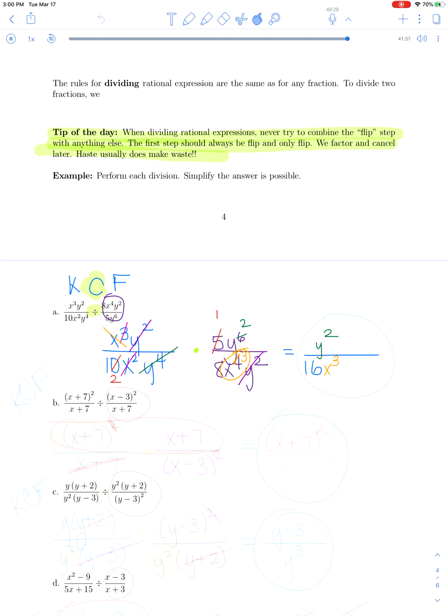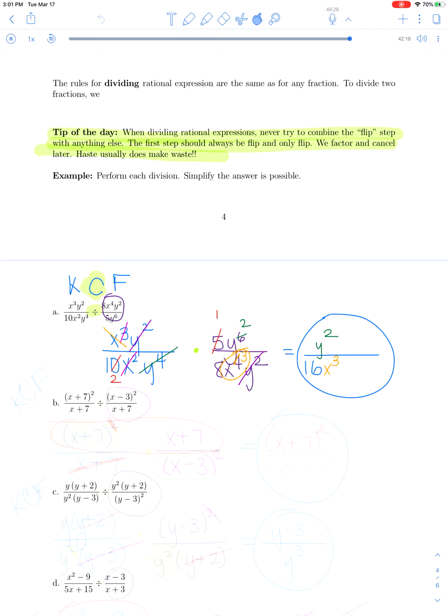So my final answer is that I'm left with 2 y's on top, 3 x's on the bottom, and 8 times 2 gives me 16 on the bottom as well. And that is my final answer, and it is already reduced because there are no common factors between the top and the bottom left over.